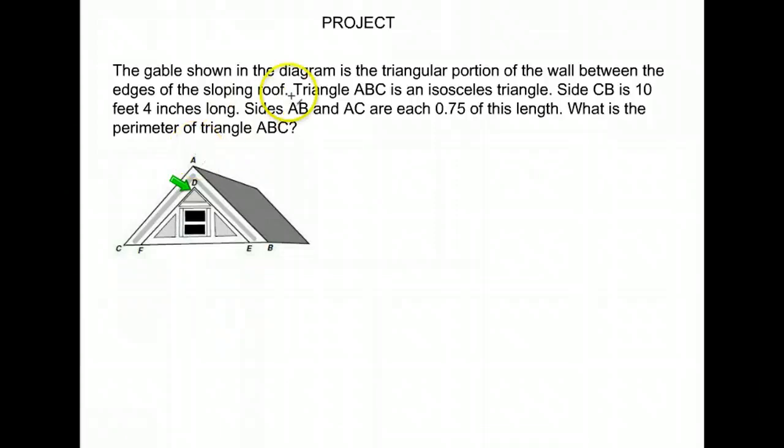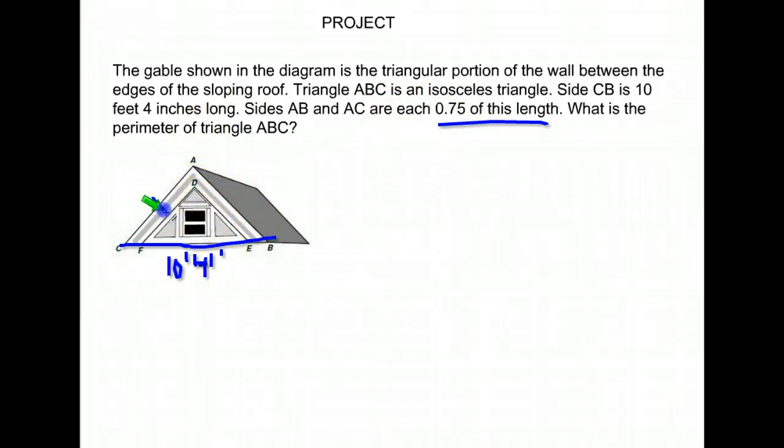So it says triangle ABC, that's the bigger triangle, is an isosceles triangle. Side CB is length 10 feet 4 inches. It's this bottom part down here. That's the unequal side of our triangle. It says AB and AC are 0.75 the length of that. What's the perimeter of the triangle?